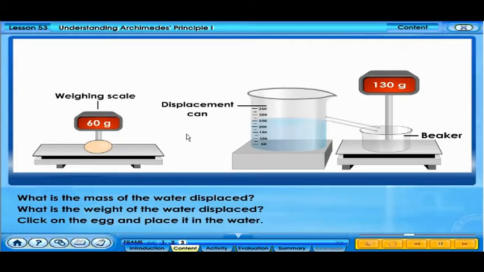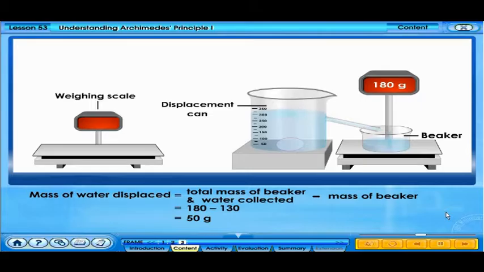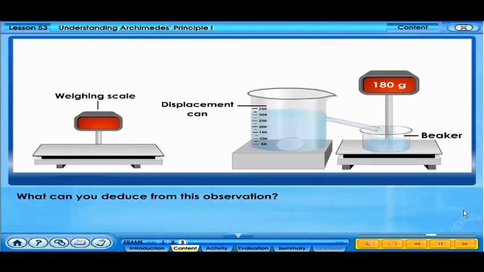What is the mass of the water displaced? What is the weight of the water displaced? Click on the egg and place it in the water. The mass of the water displaced is 50 grams. The weight of the water displaced is 0.5 newtons. What can you deduce from this observation?